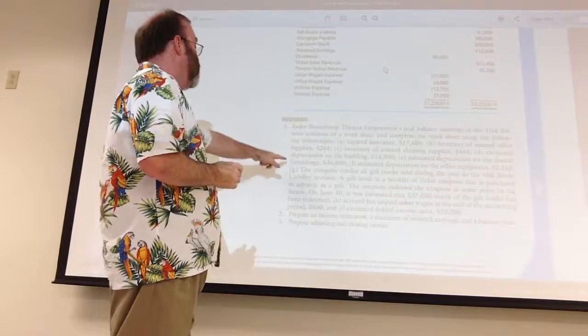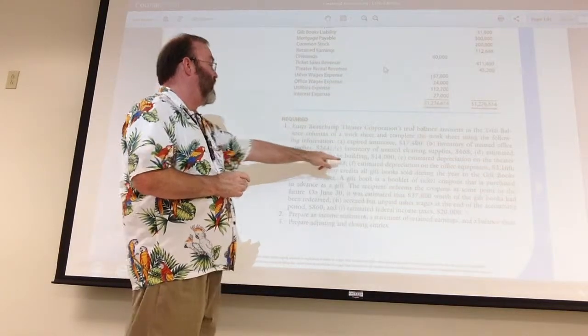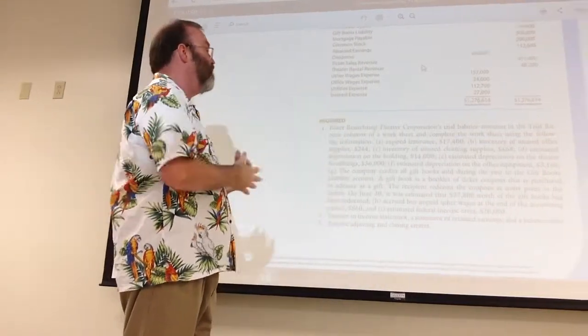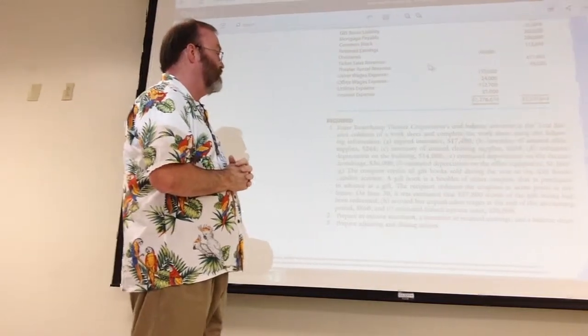They tell you what the depreciation is for the building, the theater furnishings, and the office equipment. So you don't have to calculate it. They tell you up front, building depreciation for the year is $14,000.